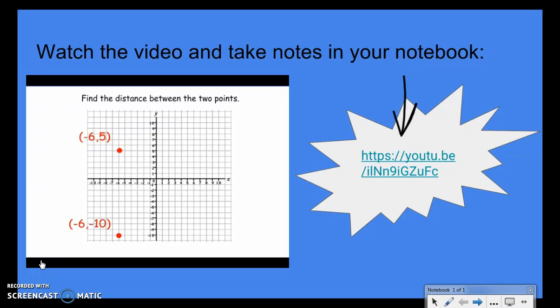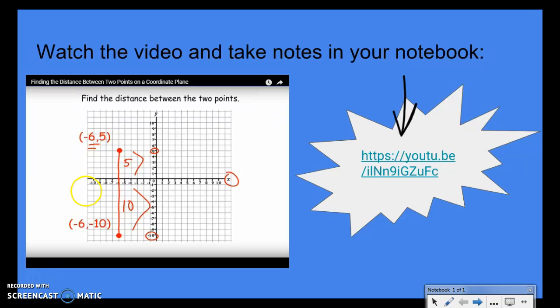Let's take a look at one more. What about the distance between these 2 points? Well, we'll start here at -6, 5. How far away is that from the x-axis? Well, it's 5 away. And how far is this point from the x-axis? The absolute value of -10 is 10. It's 10 away. So we just add up these two distances, and the distance between those 2 points would be 15 units. Alright, so you guys kind of get an idea of how this works.